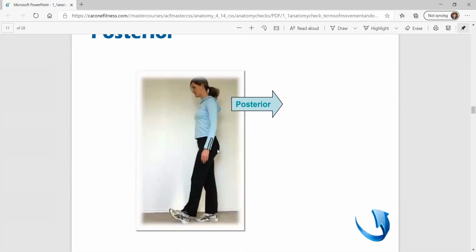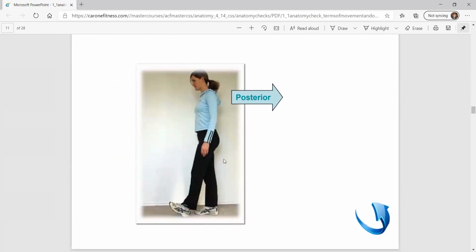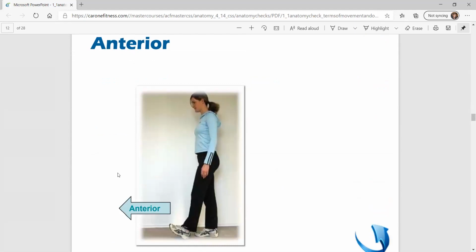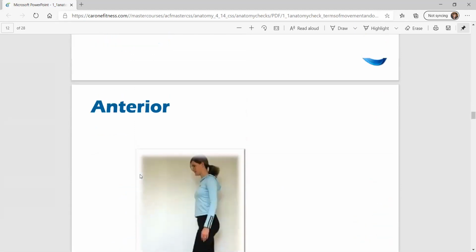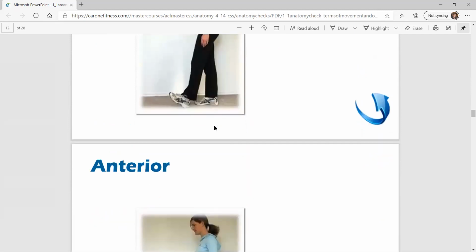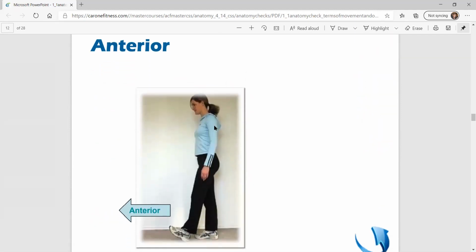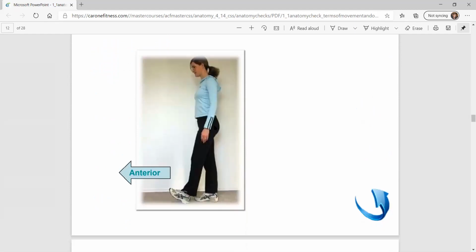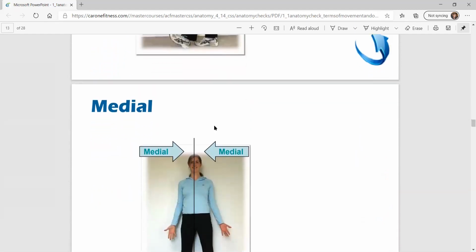Posterior, that is the back of your body. Posterior chain means the chain on your backside. Anterior, that is the front of your body. So ante, before, post, after. A lot of this Greek, Latin jargon.